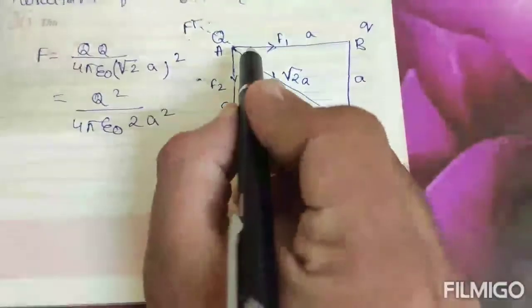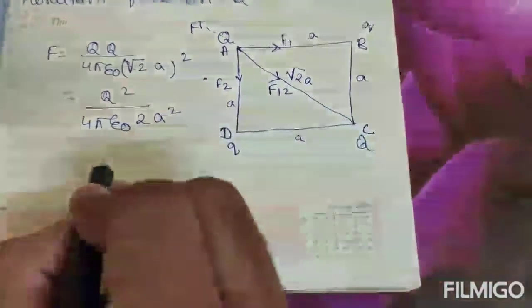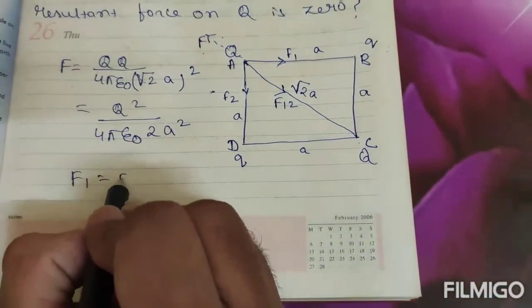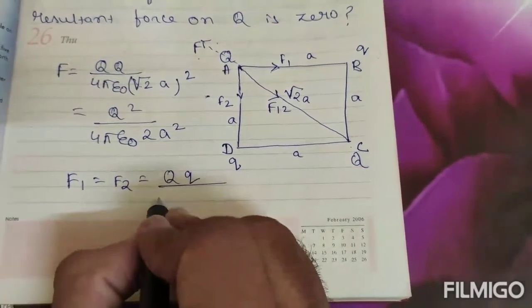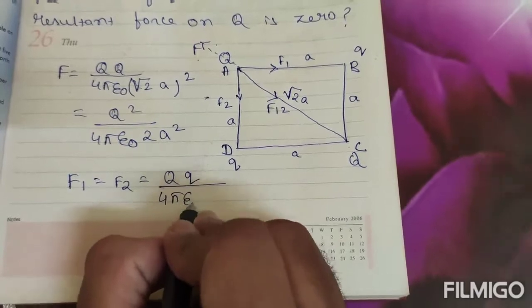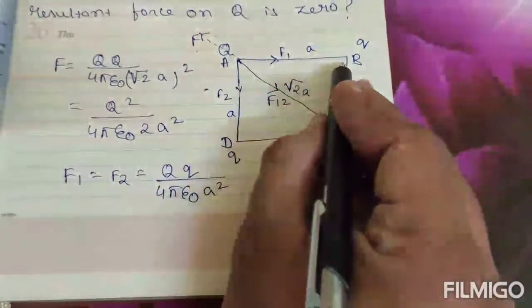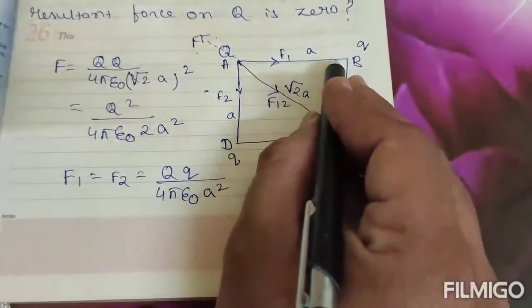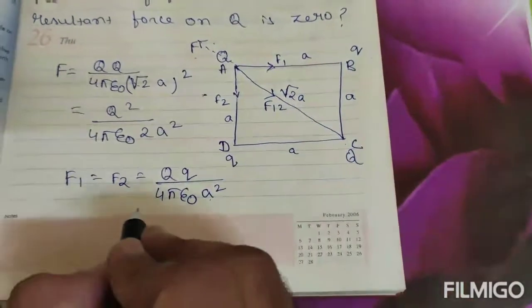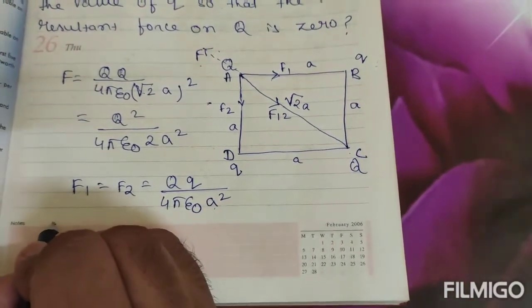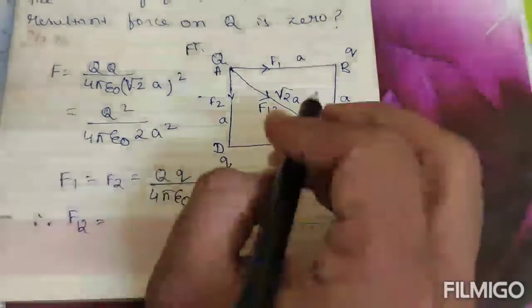So now find out this F1 and F2. Both are same because these are equal charges. Okay, so F1 equal to F2, Q into Q divided by 4 pi epsilon naught. What is the distance? A, R square. Okay, this distance is R. And what is this value? A. So A square, right? Okay, so therefore what is my F12 resultant?